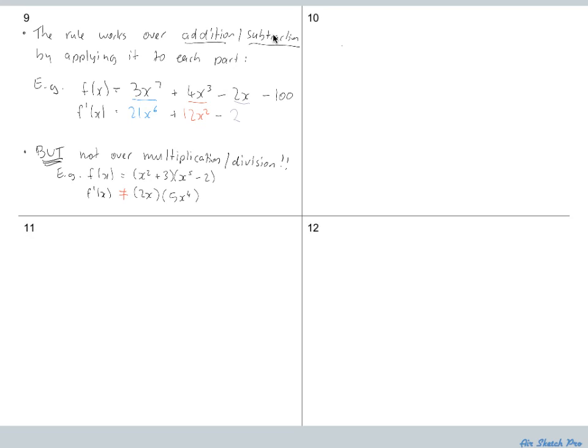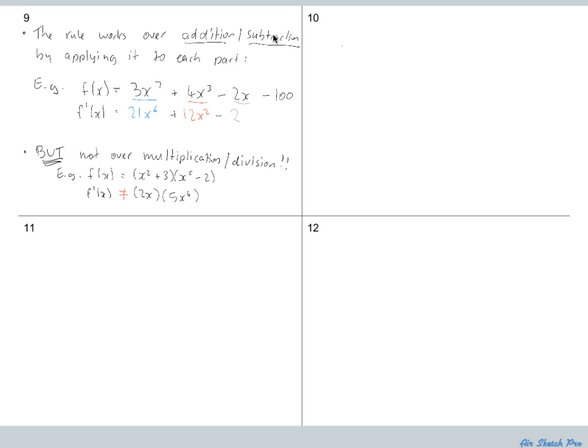So a quick question before I get you stuck into doing some problems from the textbook. How would I solve that problem if I was given f of x equals x squared plus 3 times x to the power of 5 minus 2, and I was told find the derivative of that, find the gradient function? What would be, don't do it, but what would be my approach? Alice, what do you think?